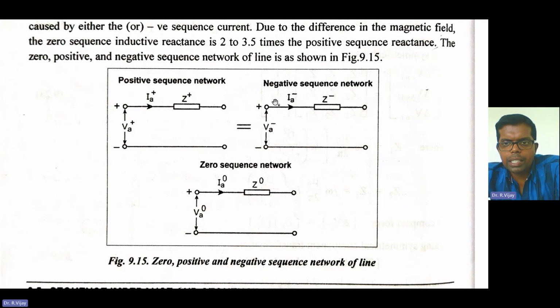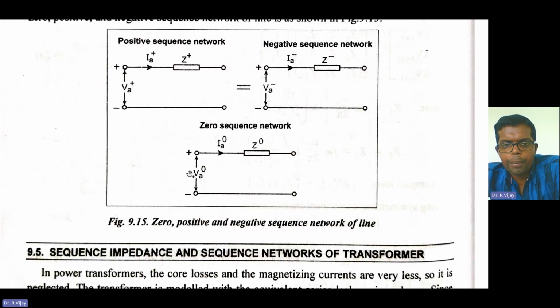For negative sequence, that is the negative sequence network. Here for a transmission line, positive sequence equals negative sequence. So here VA negative, this is for a positive terminal, negative terminal. The current is IA negative, and the impedance is Z negative. Similarly, for zero sequence, here the voltage is VA naught, or VA zero, and here the current is IA naught and the impedance is Z naught. This is the zero, positive and negative sequence network of the transmission line.